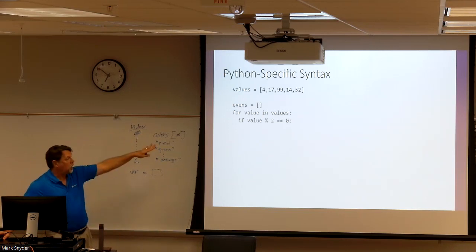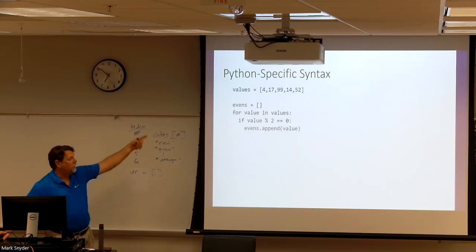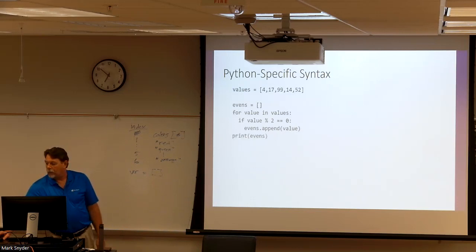Okay, remember our little modulus operator that tells us the remainder? So if I divide something by 2 and the remainder is 0, it's even. So it's just a clever way to say, hey, is value even? And if it is, I'm going to append it to my evens collection. And then at the end, I'm going to print the evens.